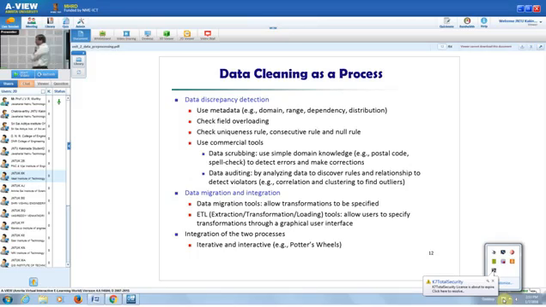And extract, transform, and load. Another thing is the ETL tool. This allows users to specify transformations through a graphical user interface.